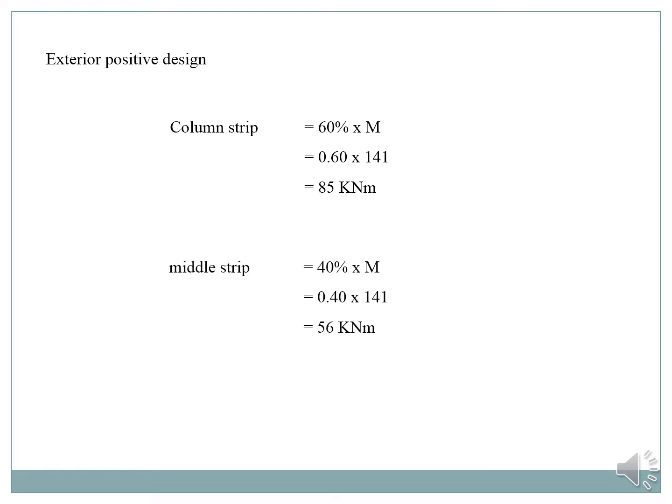Exterior positive design: the column strip is equal to 60% of the moment. So 60% is 0.6 into 141, which is equal to 85 kilonewton meter. Then the middle strip is equal to the remaining 40% of the total moment. So 40% is 40 divided by 100 or 0.4 into 141. The middle strip is equal to 56 kilonewton meter.